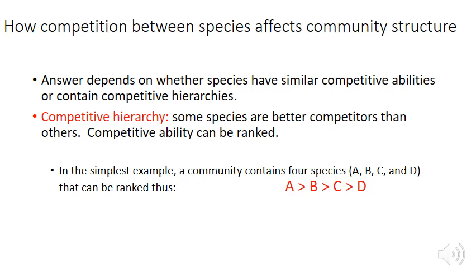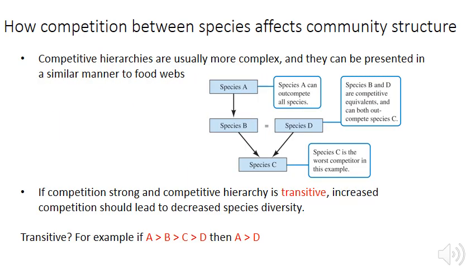So the simplest example of a competitive hierarchy would be a community with 4 species, A, B, C, and D, and those species can be ranked like this. So A is the most competitive, then species B, then species C, and then species D. Most competitive hierarchies, though, would usually be more complex, and one such slightly more complex competitive hierarchy is displayed in this diagram. So species A is the most competitive here. Species B and species D are equally competitive, so they can both outcompete species C, which is the least competitive species.